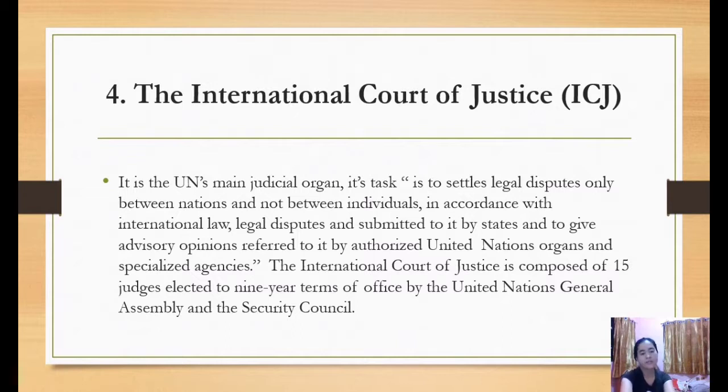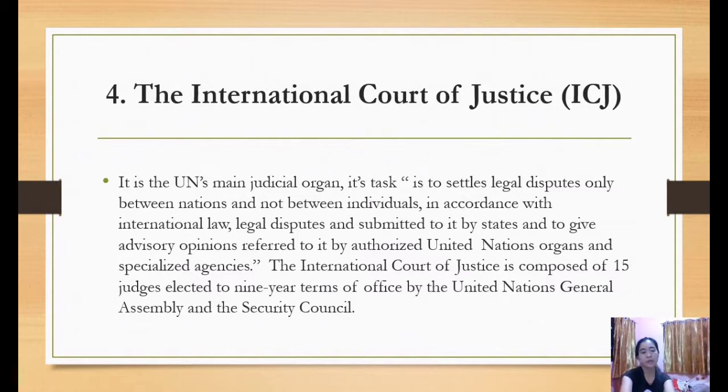So the court decides disputes between countries based on the voluntary participation of the states concerned. If a state agrees to participate in a proceeding, it is obligated to comply with the court's decision. And the International Court of Justice is composed of 15 judges elected to 9-year terms of office by the United Nations General Assembly and the Security Council.